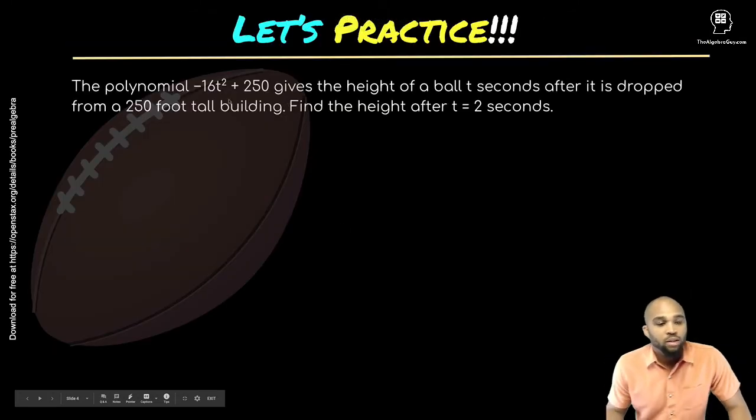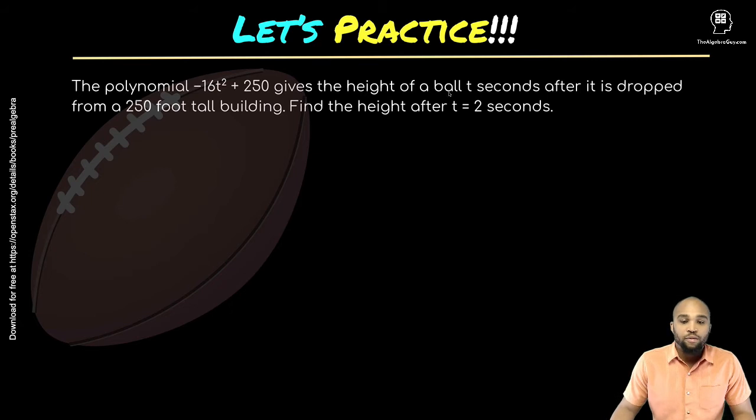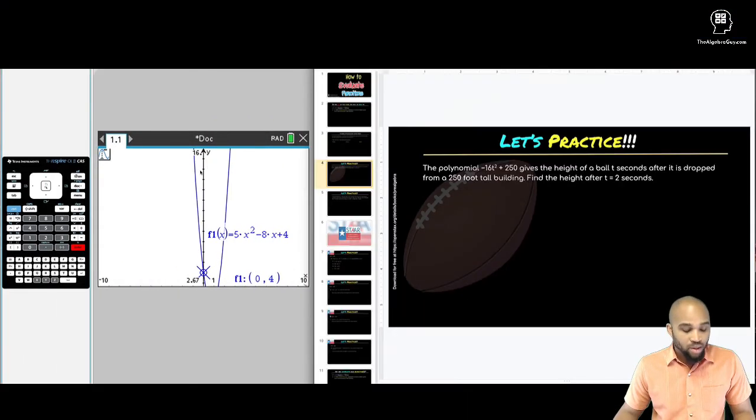All right, we got a polynomial here that gives the height of a football in t seconds after it's dropped from a 250-foot tall building. Find the height after t equals 2 seconds. So this is actually a good one to put in the calculator because we got some bigger numbers that we're going to probably want to check anyway. So I'm going to go back to my calculator and do that.